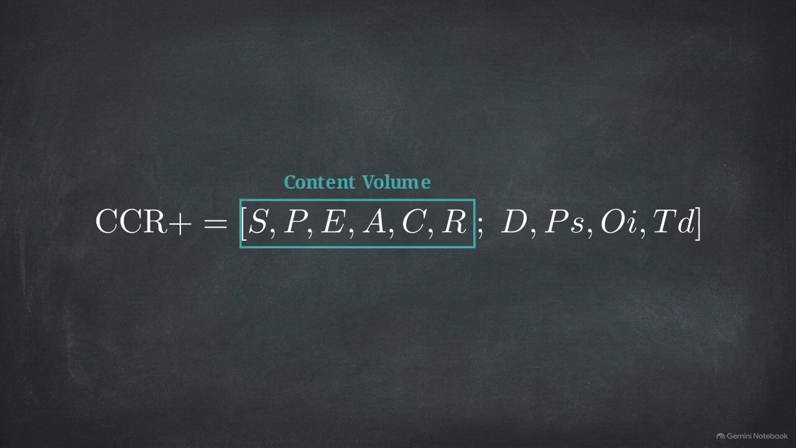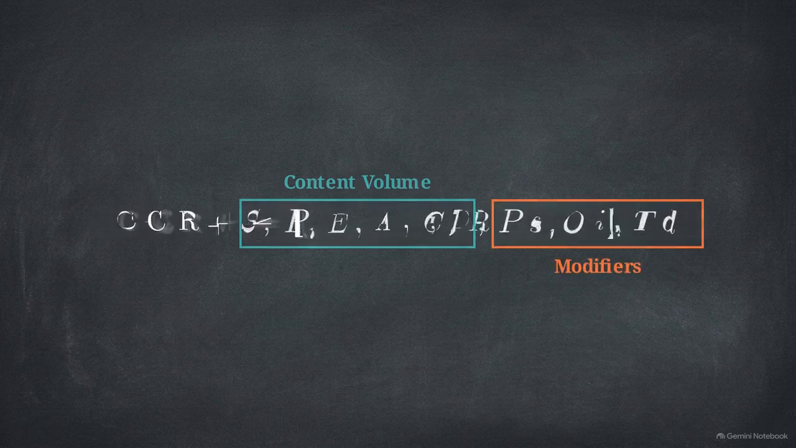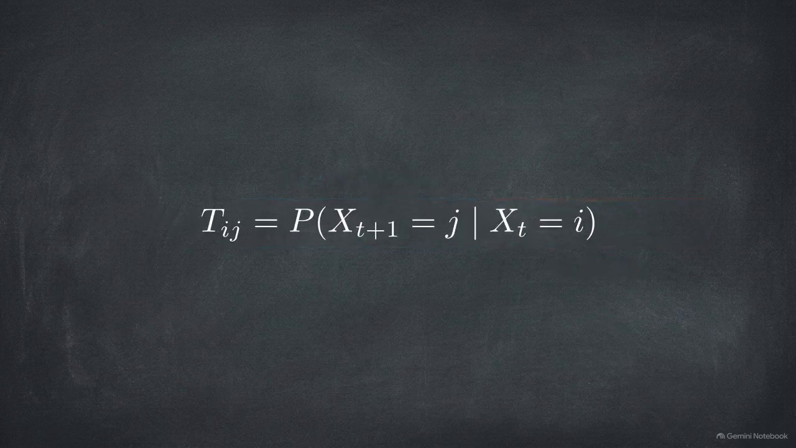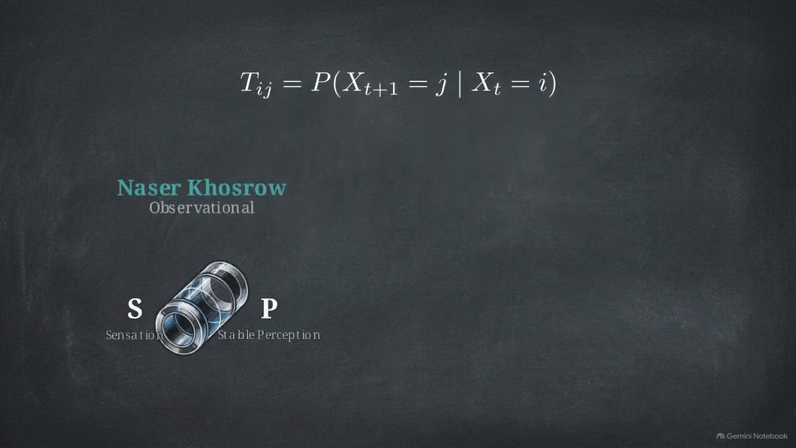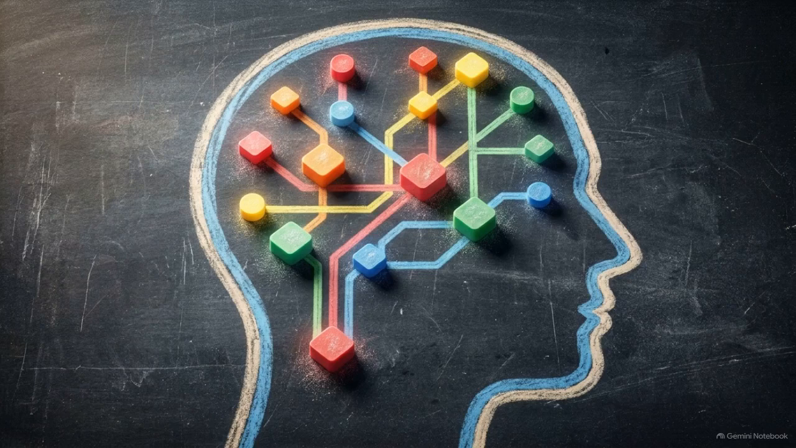The variables inside the brackets measure specific cognitive content volume. Modifiers outside determine processing direction and narrative orientation. This formula calculates transition probabilities, tracking how one state turns into another. For Naser Khosrow, the probability of sensation moving to stable perception is extremely high. For Hedayat, the probability of perception decaying into associative mind-wandering dominates the text. Transition probabilities identify the specific structural mechanics that move a reader from one cognitive state to the next.